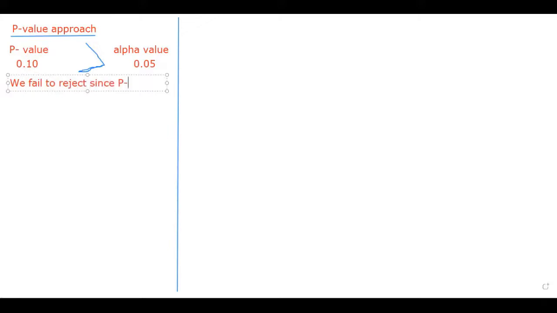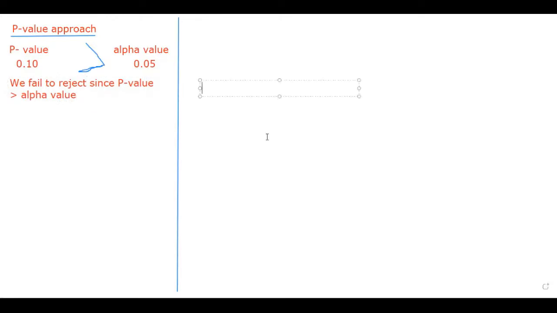Since the p-value is greater than alpha, okay, we know that. You get that? So this one, H0 was saying that mu is equal to 5,000 and HA is saying that mu is not equal to 5,000. And we are saying we should fail to reject what? H0. You get what I'm trying to say?